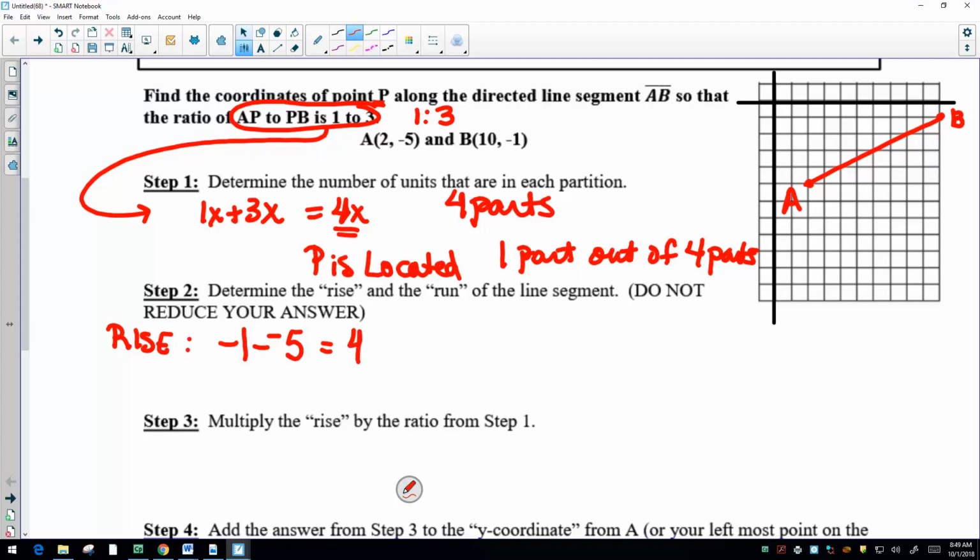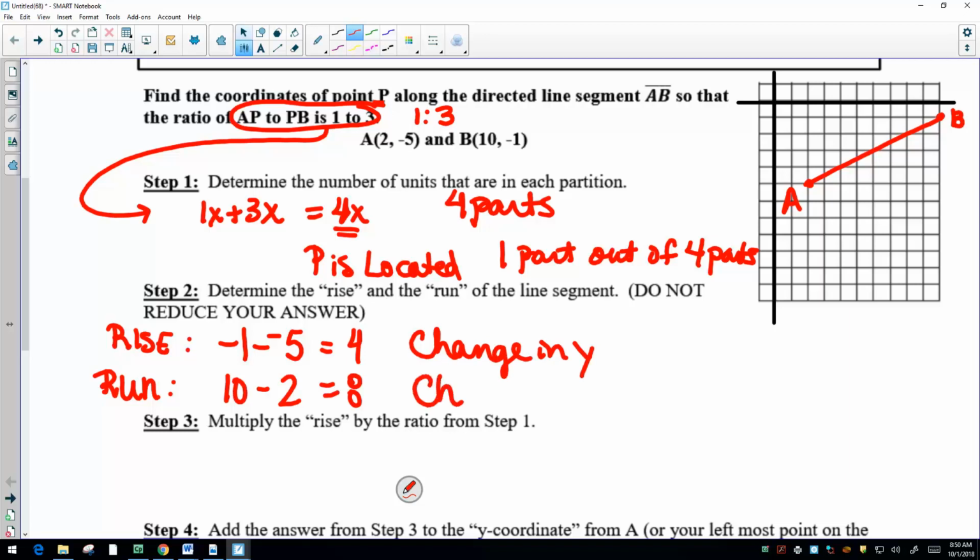Okay. When I look at the run, and now your run is your change in your x coordinates. So I'm looking at point B is starting at 10. Subtract out point A, which is at 2, and that's going to give me 8. So what that's showing me here is here's my change in my y values compared to the change in the x values, but don't reduce it.